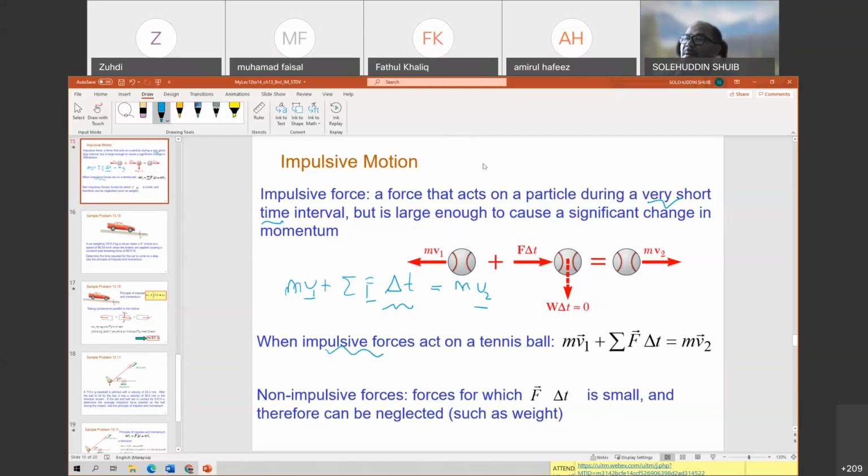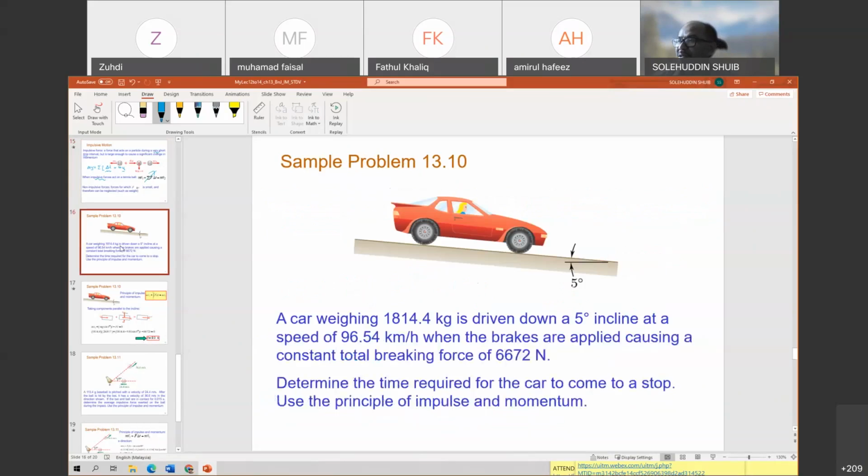If a force is non-impulsive, it can be neglected. So the F delta t term we neglect and drop out, and only these two terms remain. Now we want to proceed with an example from Bias and Johnson's book.